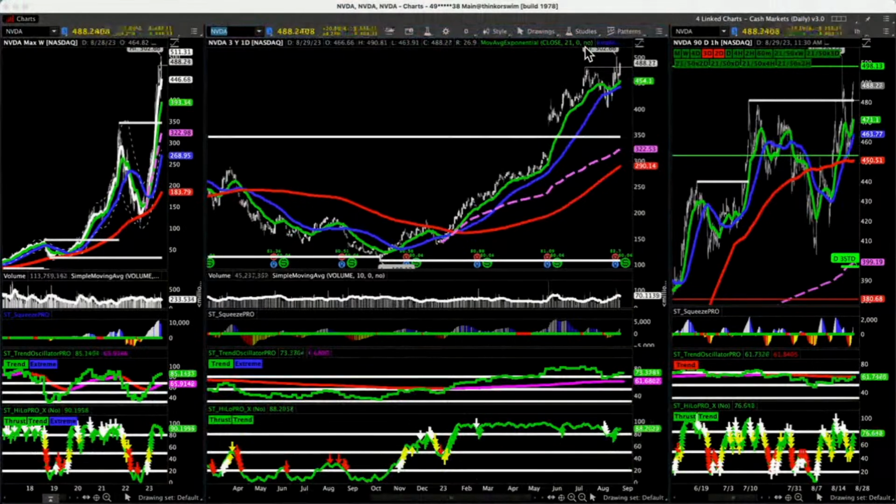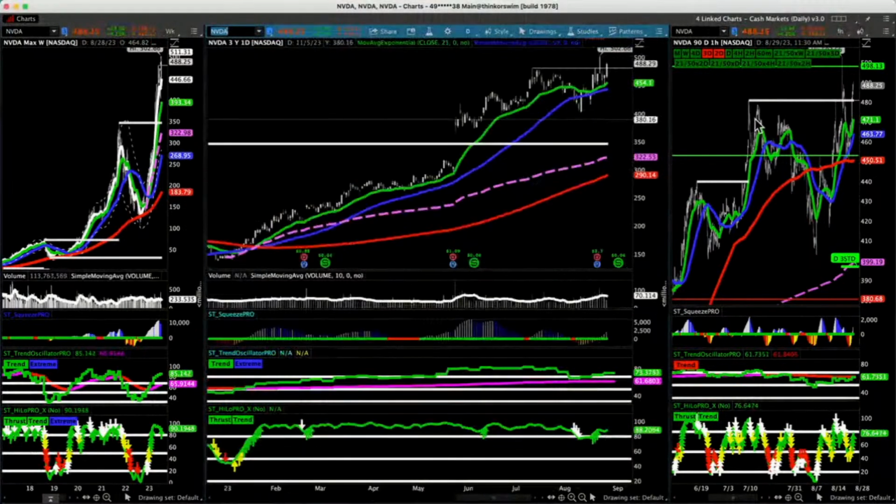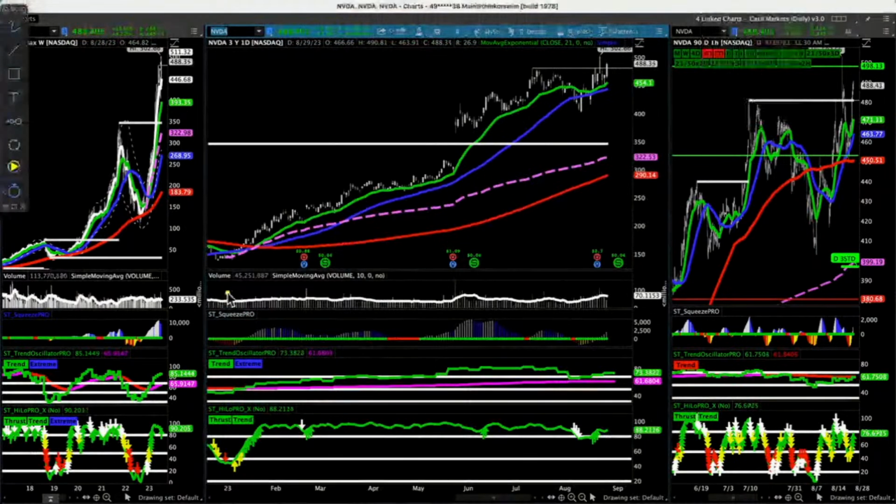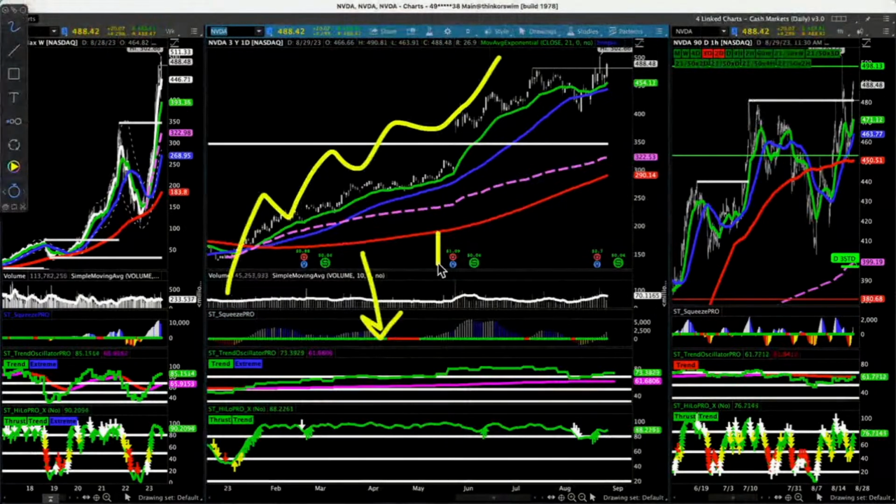It's intended to be an incredibly simple yet robust system that indicates where the pressure is. Keep in mind that even when you have trending stocks that look like this, you're going to have pressure down and then you're going to have pressure up. And the indicator is designed to tell you when the pressure is up or when the pressure is down.